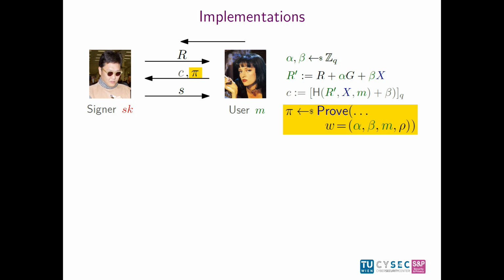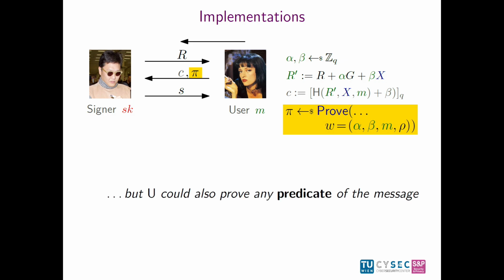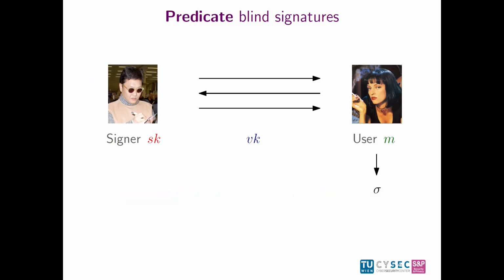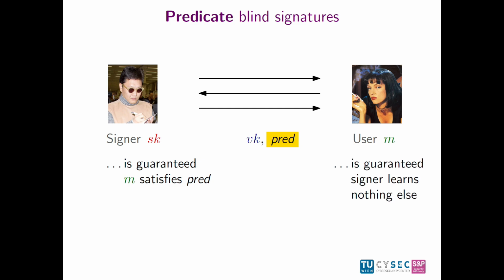And so we realized this instantiates a more general primitive than blind signatures, if you change the statement of the proof, which, to the best of our knowledge, was not considered before, and which we called predicate blind signatures. In a predicate blind signature scheme, the signer and the user agree on a predicate on messages, and when they run this protocol, the signer is guaranteed that the message he's signing satisfies the predicate, and the user, as before, is guaranteed that the signer learns nothing else. This is actually a nice generalization of partially blind signatures.